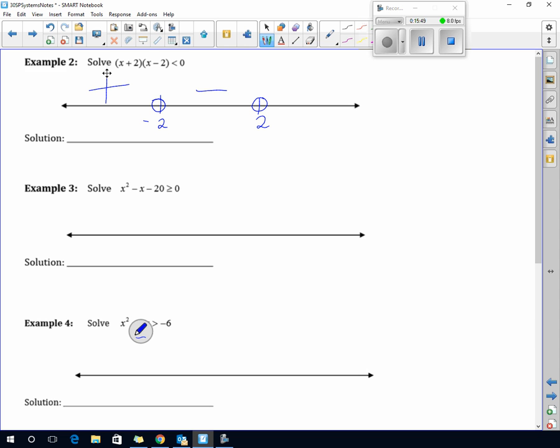Okay, good. So what's our solution? Our solution is, where are we looking here? It says here, I'm looking where it is negative. That's our area we're looking for. So how would we write this in interval notation?